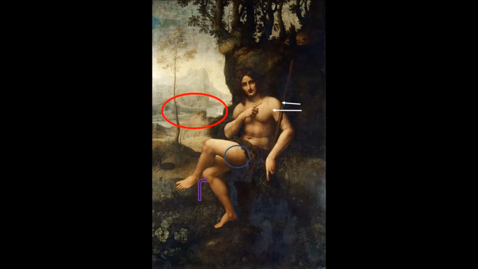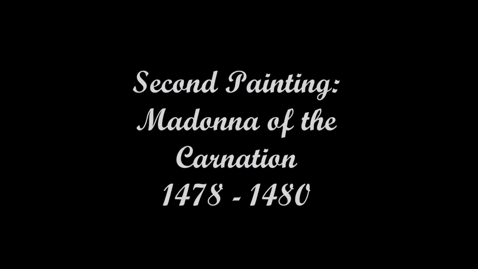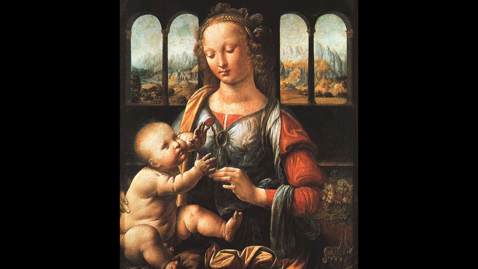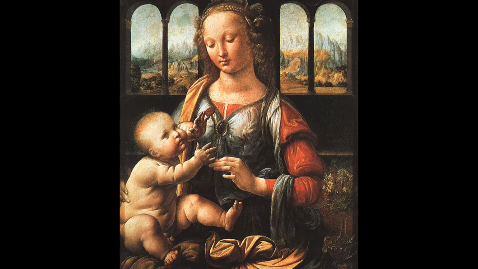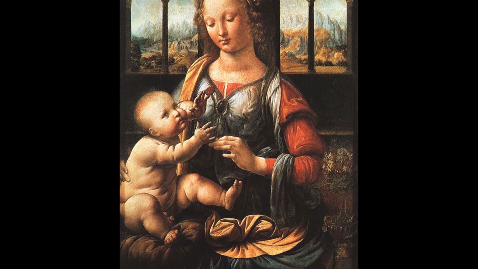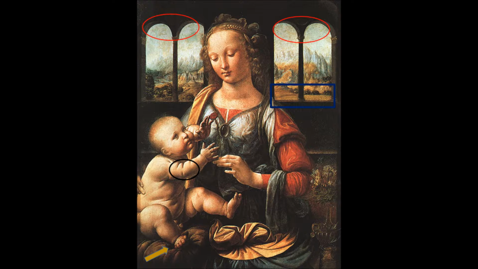The second painting is Madonna of the Carnation. This oil on canvas was painted between 1478 to 1480. In this painting, Da Vinci uses Roman architectural arches, foreshortening, realism, and chiaroscuro. In the red circles are the architecture. In the blue square is the chiaroscuro, the contrast between the inside of the chapel and the outside world.